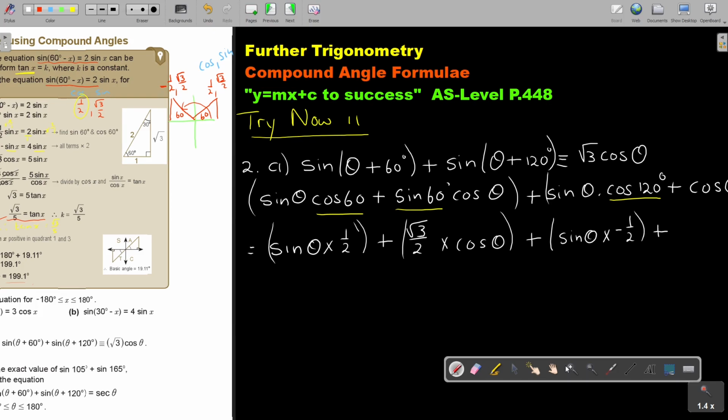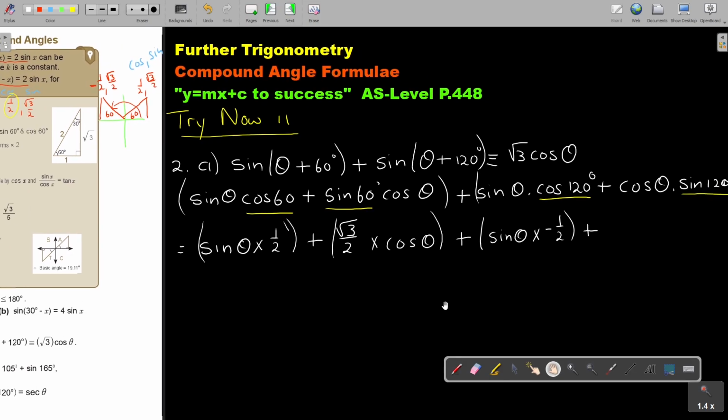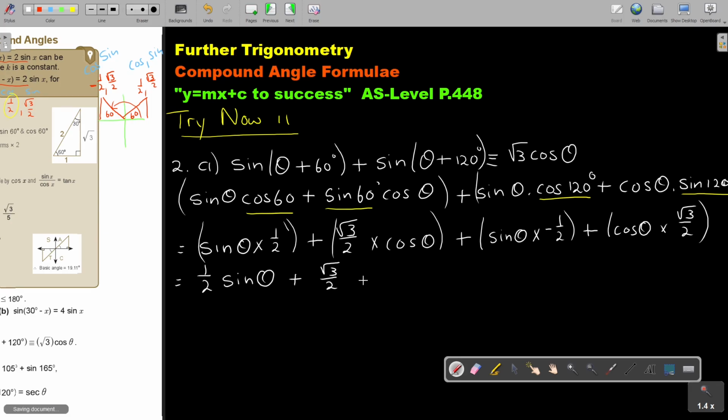Plus, let's go on, move it a little bit. So what is it? It's cos theta multiply sin 120. Now what is sin 120? Remember what I said? This is cos and this is sin. Okay, but what is sin? It's square root 3 over 2. So square root 3 over 2. Okay, I'm going to simplify this a little bit. So it's going to be a half sin theta plus square root 3 over 2 cos theta.